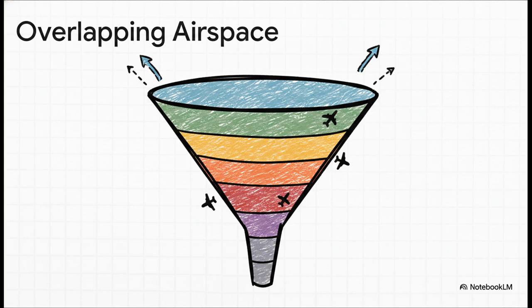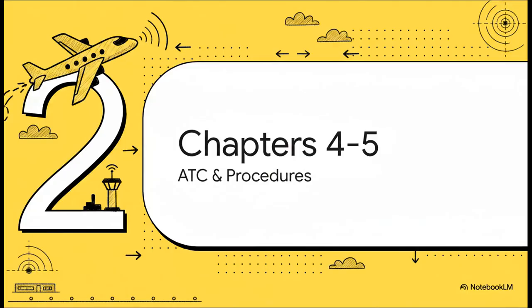When you have overlapping airspace designations, the rules of the more restrictive class always apply. Understanding this principle is fundamental to safe and legal flight. Let's now move on to chapters 4 and 5.